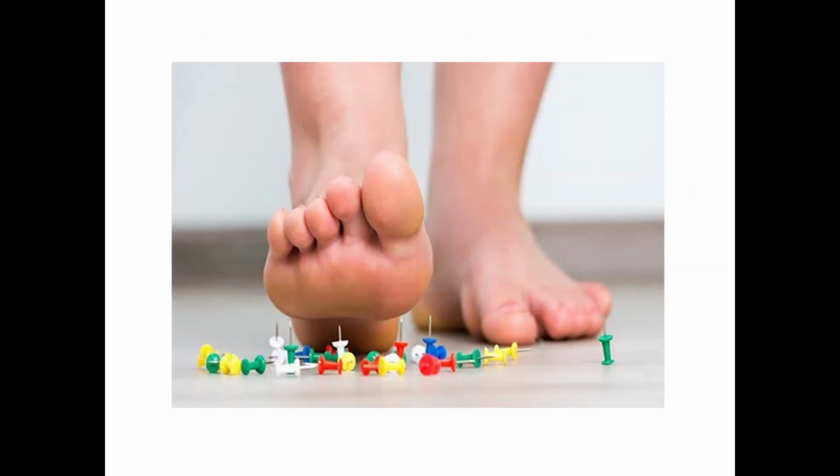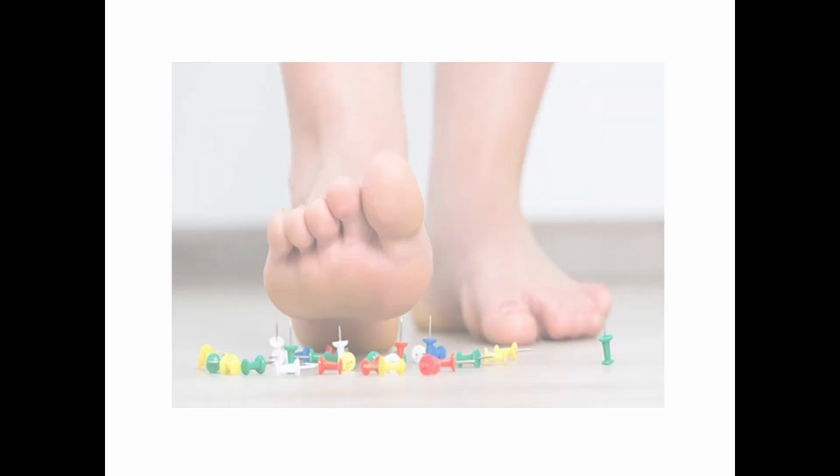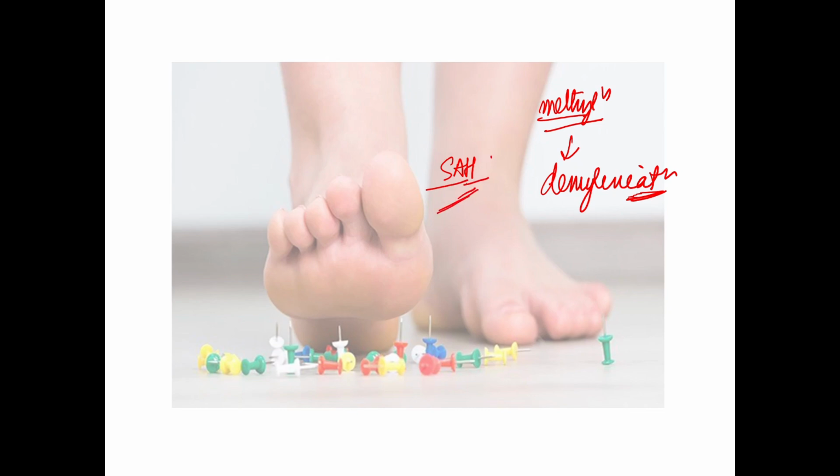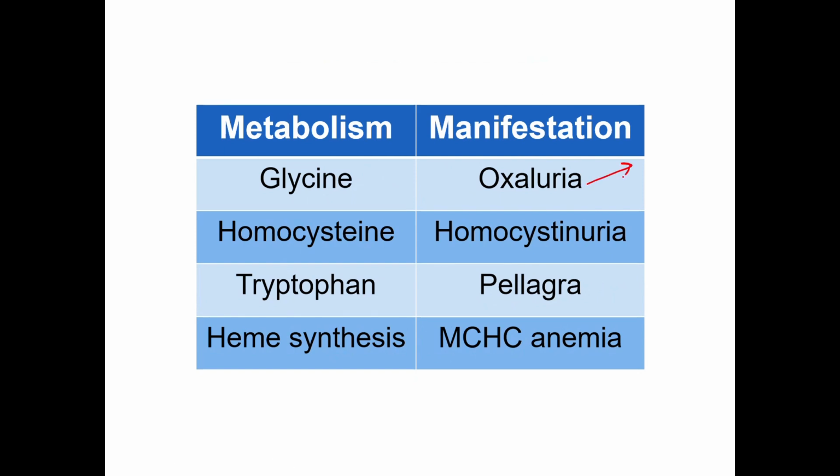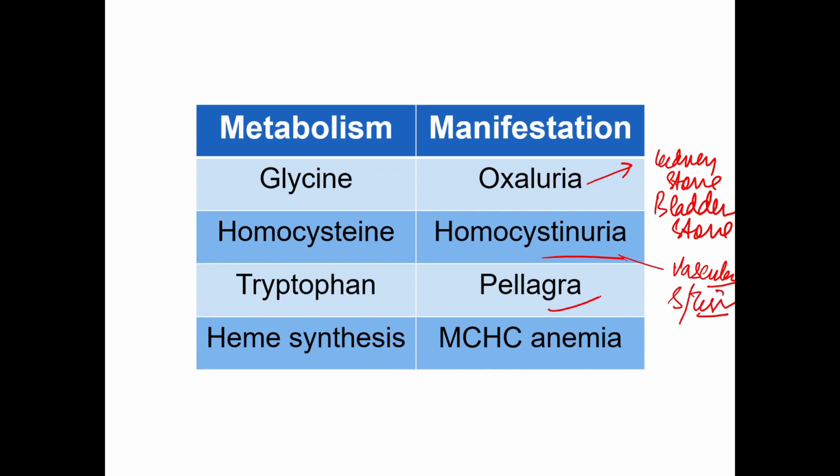Now, peripheral neuropathy: kids don't usually manifest with peripheral neuropathy, adults however do, and it happens because of impaired methylation, as I've already explained, which leads to impaired myelin formation or demyelination, which, as I had already explained, happened because of accumulation of S-adenosyl homocysteine. Other manifestations are oxaluria leading to kidney stones, bladder stones, homocysteinuria, which manifests with vascular features or other soft tissue features, then pellagra and microcytic hypochromic anemia.